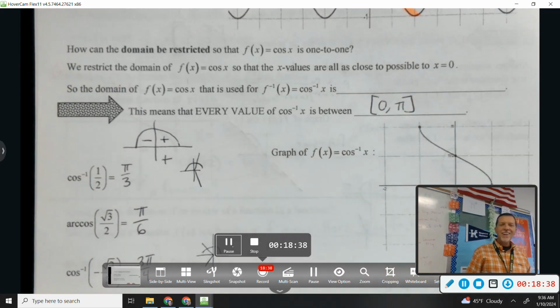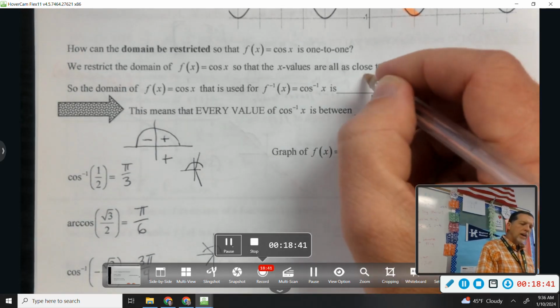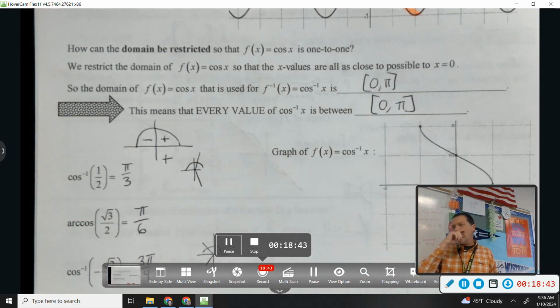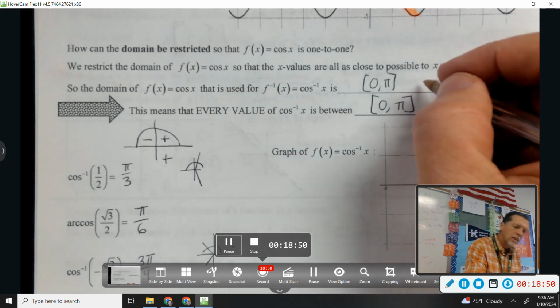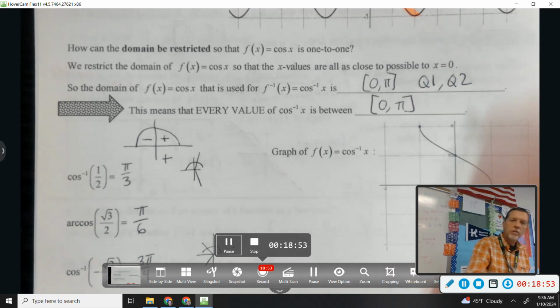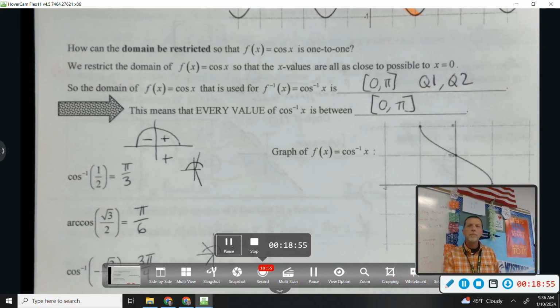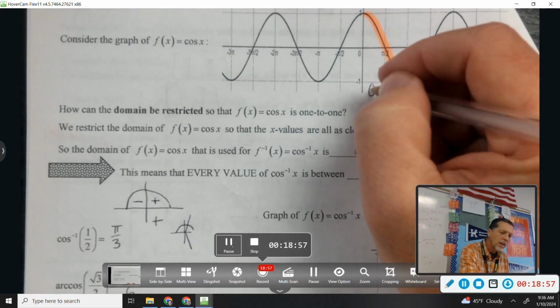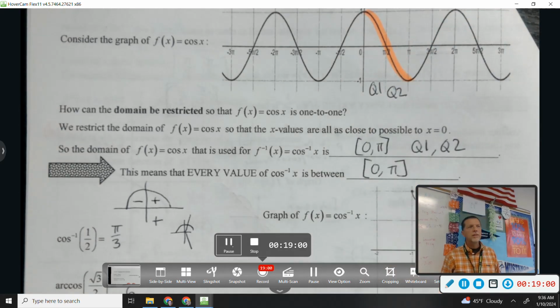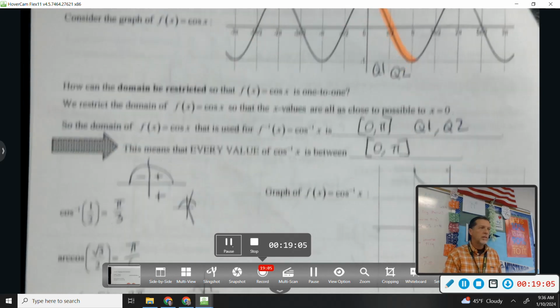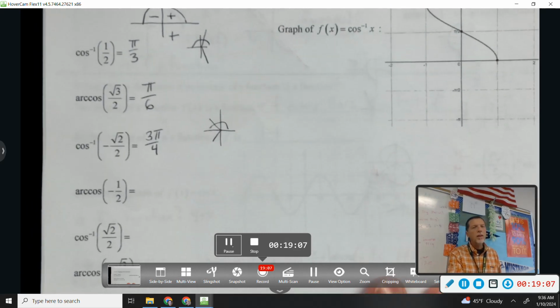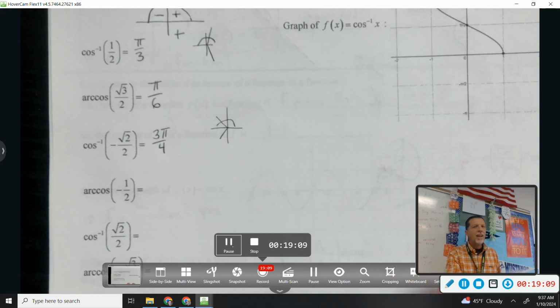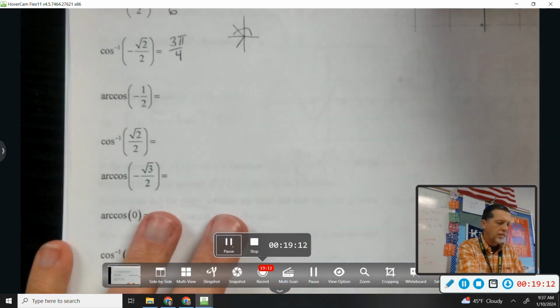0 to pi. I don't really think in terms of 0 to pi and negative pi over 2. I think more in terms of quadrants, because this is unit circle stuff. So your brain ought to be thinking in terms of quadrants. So maybe we should put it here. Quadrant 1 and quadrant 2 is where we're looking. And if we look at the picture, quadrant 1 and quadrant 2. So cosine, you're in quadrant 1 and 2. Sine, you're in 1 and 4.